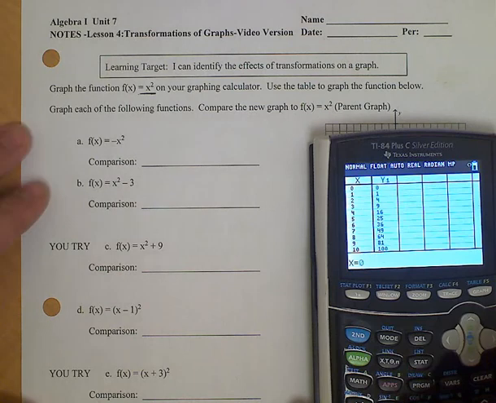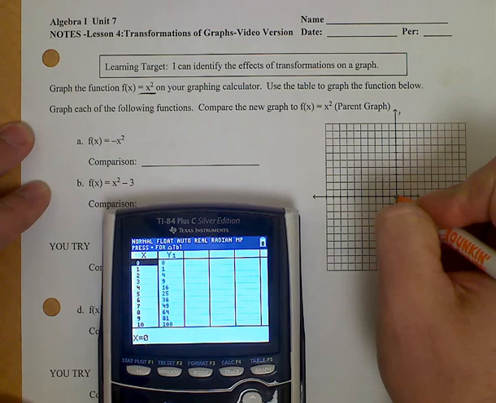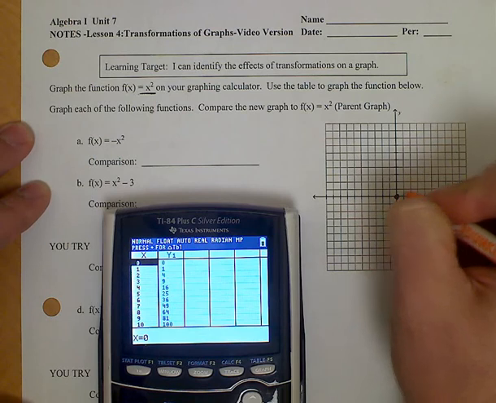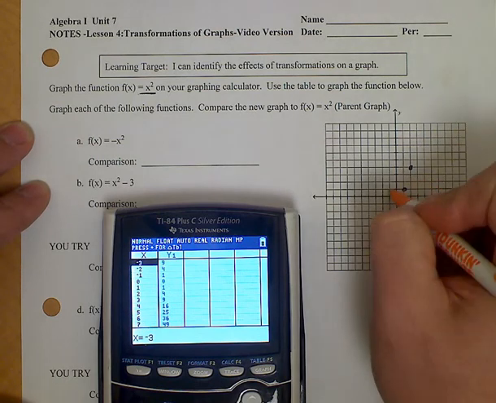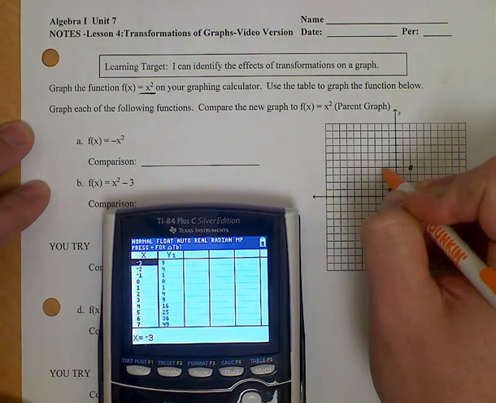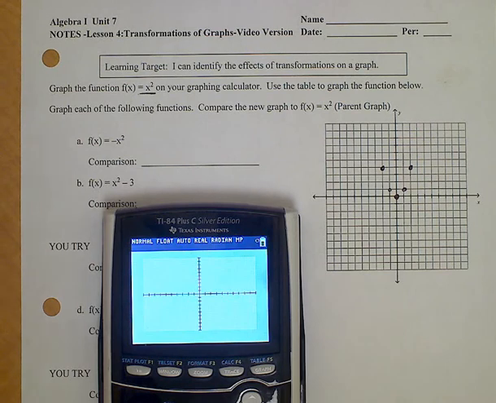This tells me that I can use 0, 0; 1, 1; 2, 4. And then I could use my other side: -1, 1; -2, 4. I want to see what that looks like, so I'm going to hit graph. And we can see it looks just like that.